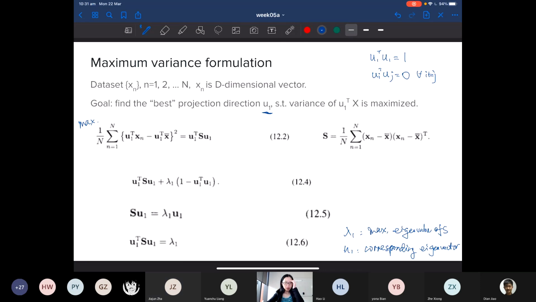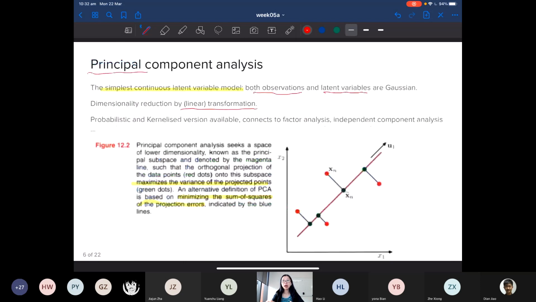That's a good question, right? For this slide, what we are concerned with is u1 primarily. Since we only care about the projection dimension, the length of u1 doesn't make a difference. Back to the picture two slides ago, we only care about the direction of this magenta line. So without loss of generality, we can set the norm of u1 to 1.